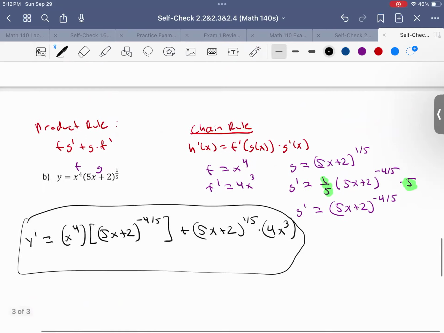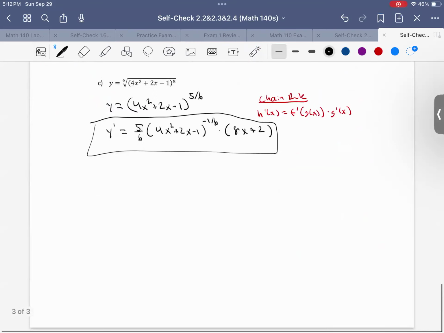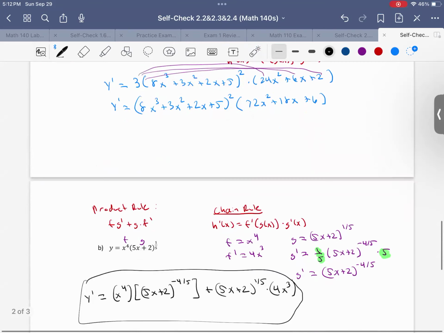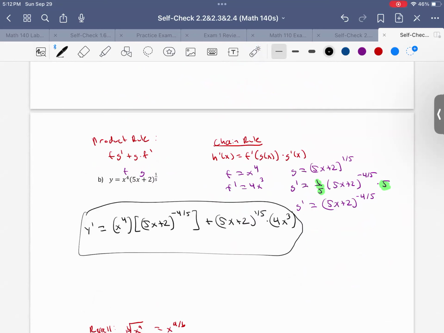So that's it for section 2.4 exercises using the chain rule and chain rule within a product rule and dealing with roots. So hope that helped, and I'll see you next time.